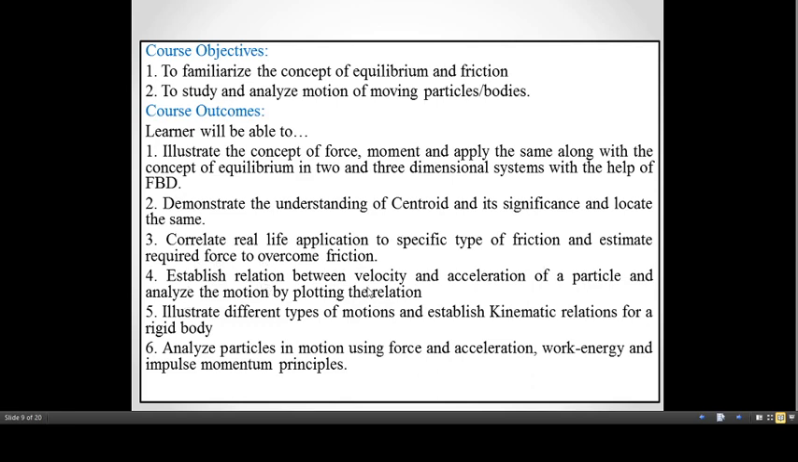Establish relation between velocity and acceleration of a particle and analyze the motion by plotting the relation. Illustrate different types of motions and establish kinematic relations for a rigid body. Analyze particles in motion using force and acceleration, work, energy, and impulse momentum principles.